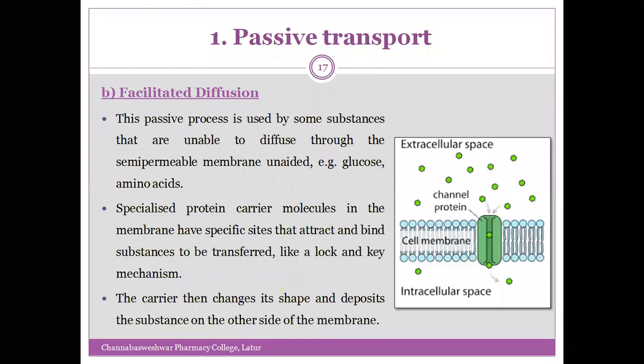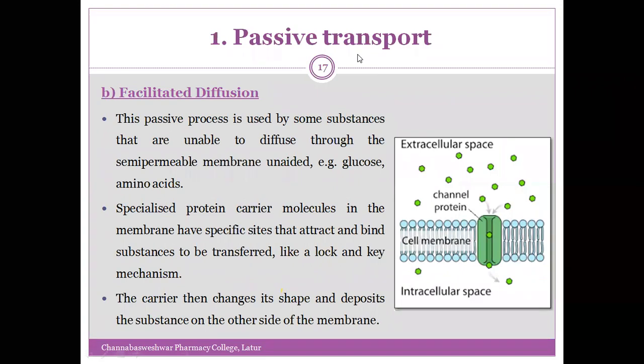Facilitated diffusion. This is the second subtype under passive transport. It is a passive process used by substances that are unable to diffuse through the semi-permeable membrane, but can be transported through one of the channel proteins on the membrane. Examples are glucose and amino acids. During transportation, they do not require energy. It requires a channel for transportation, but it does not require energy. That is known as facilitated diffusion.